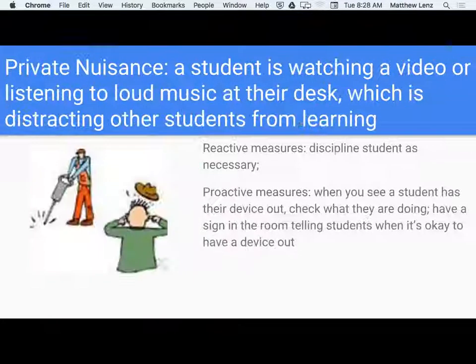A private nuisance, something where maybe a student is watching a movie or a video or listening to music loudly at their desk and it's distracting some of their table mates from learning. Reactive: just discipline the student. Proactive measures: have some sort of hard set policy in your room. When can you have devices out? When can't you? When students do have devices out, make sure you're up walking around, looking at what they're doing, making sure they're on task.